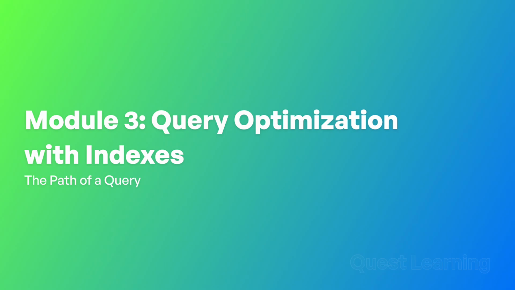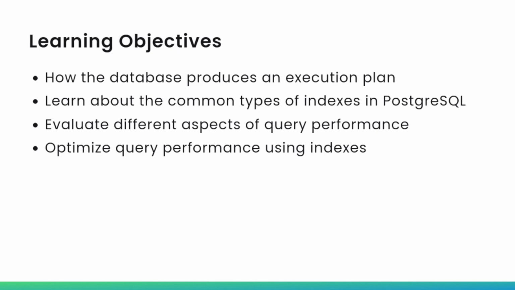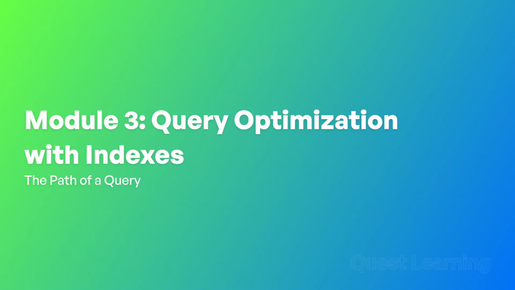Hello and welcome to the third and final module in Postgres Essentials. In this module, we are going to talk about query optimizations, and we're going to talk a lot about indexes. We are going to start by describing the path of a query inside the database. We are going to talk about the cost-based optimizer and discuss how the database produces execution plans. We are then going to describe different types of indexes and how we can use these indexes to optimize and improve performance. So let's start with the path of a query.